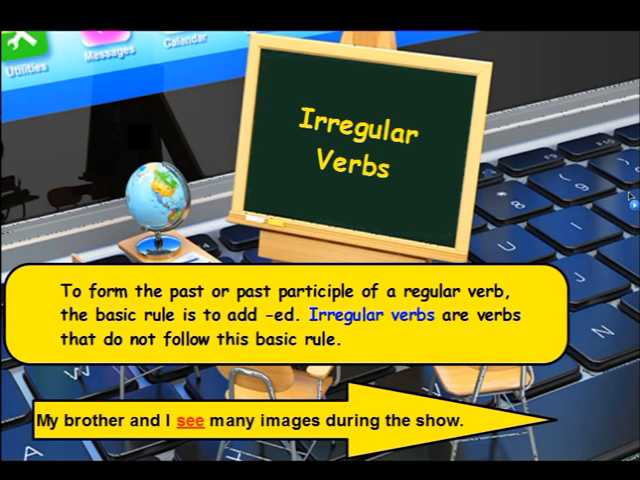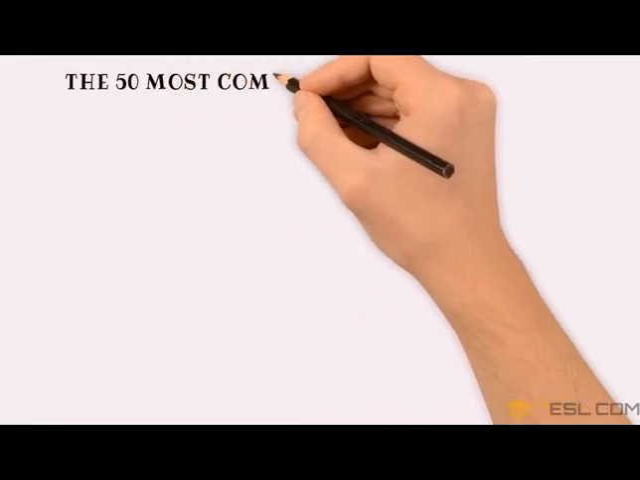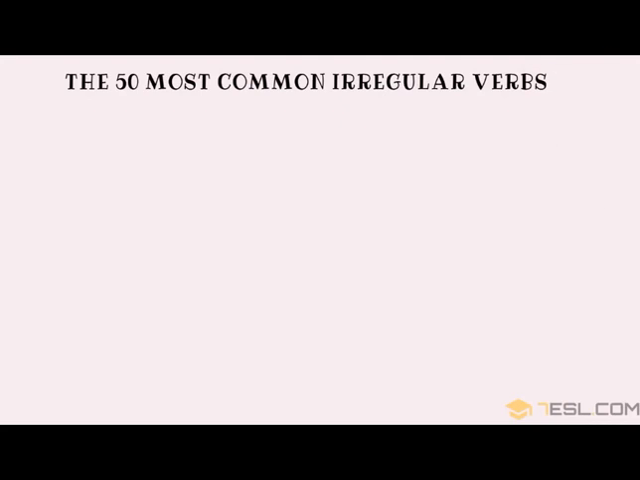My brother and I see many images during the show. Well, naturally, see should be changed to seed. You add ed, right? Does it sound right? Definitely not. See, in this case, since it's an irregular verb, it changes to saw. My brother and I saw many images during the show. The following video will introduce the 50 most common irregular verbs.